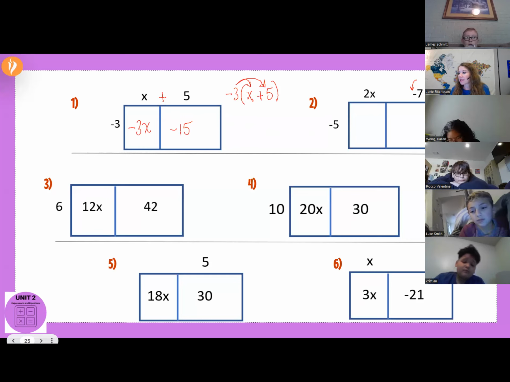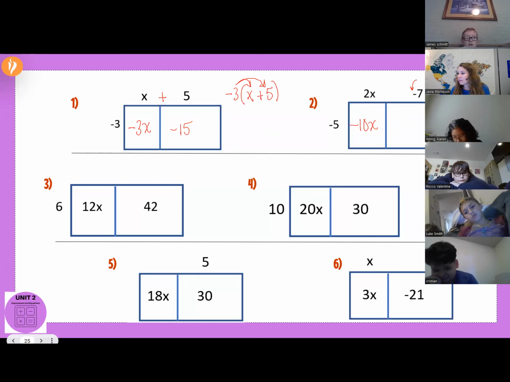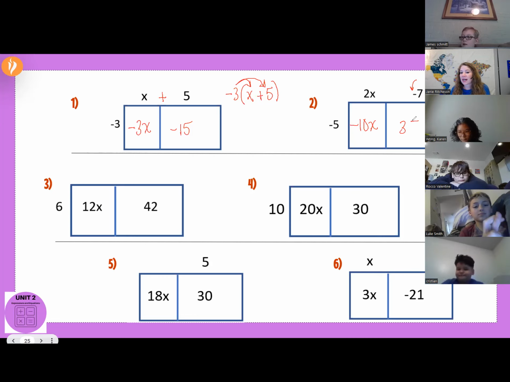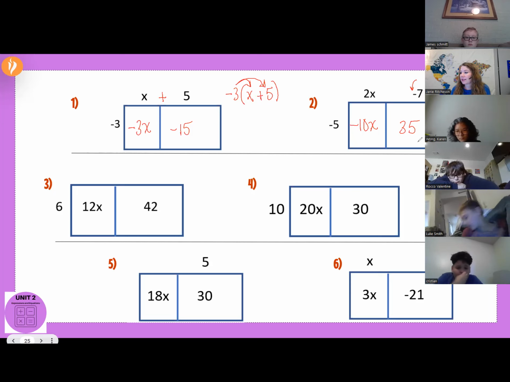-5 times 2x is -10x, right? And -5 times -7, what's a negative times a negative? A positive. Positive 35. That's what you need in your boxes. Positive 35, right?